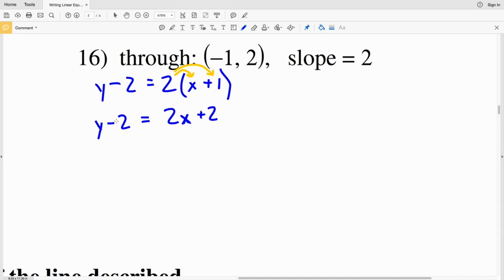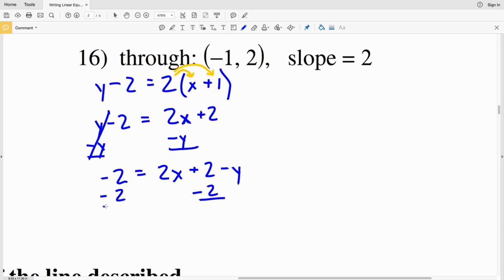Instead of moving the x to the other side, let's go ahead and move the y this time. So we're going to subtract y from both sides at the start. We'll have negative 2 on the left, and that's going to be equal to 2x plus 2 minus y. Now, let's subtract the 2 from both sides to get that negative 4 equals 2x minus y. And this is essentially already a standard form.